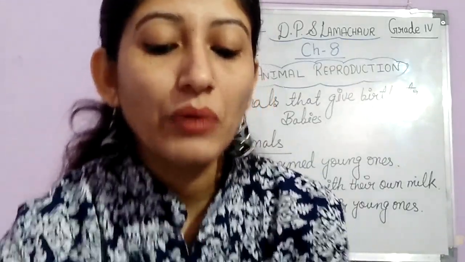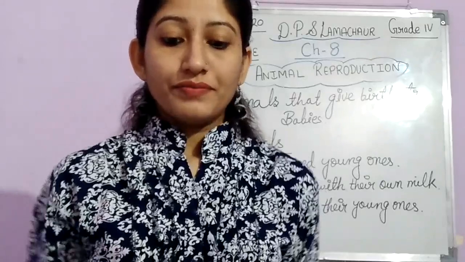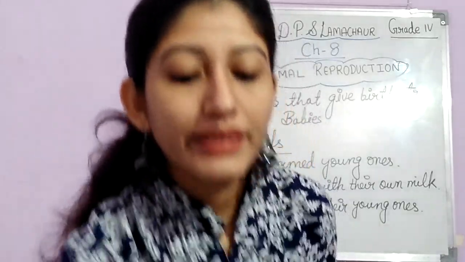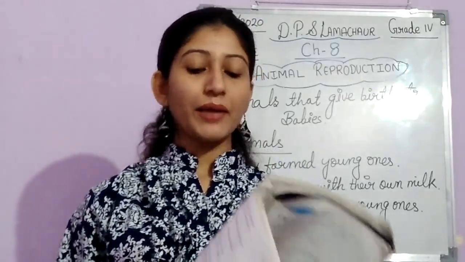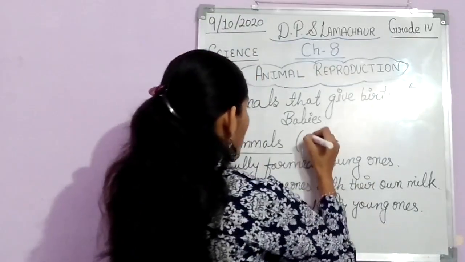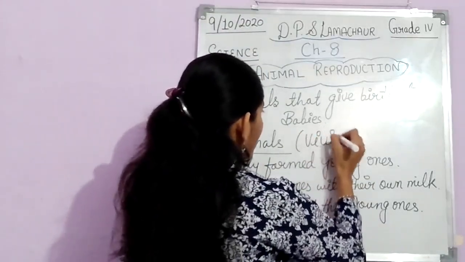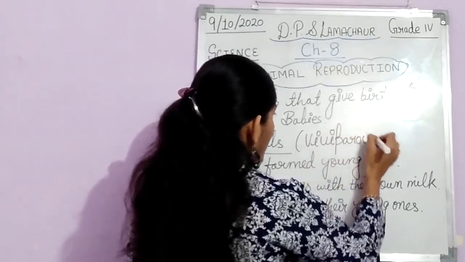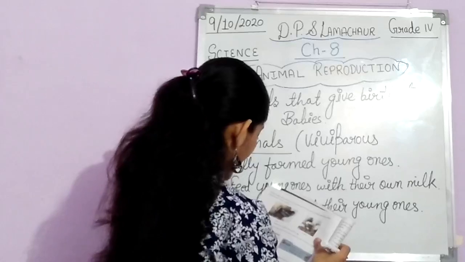Okay. So here beta we have discussed today especially about mammals. Achha, one more thing is there also, that is those animals who give birth to their young ones are also called viviparous animals. उनको हम और क्या कहते हैं? Viviparous animals. Okay, viviparous animals.